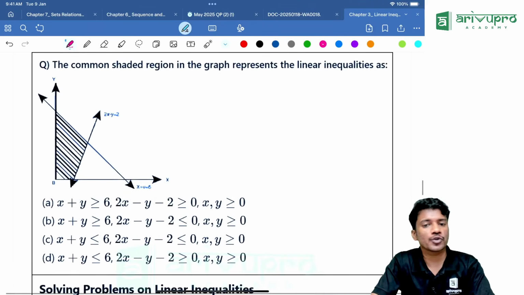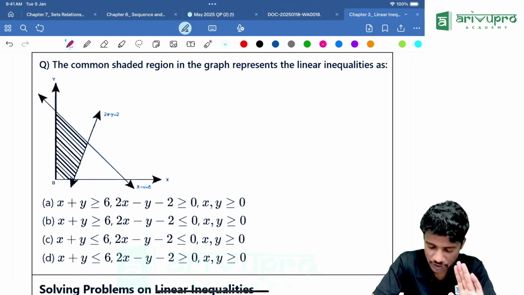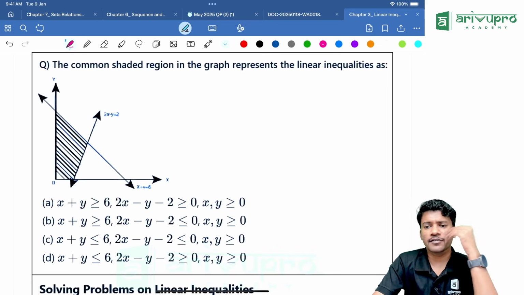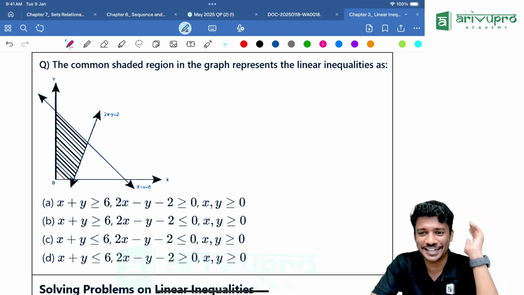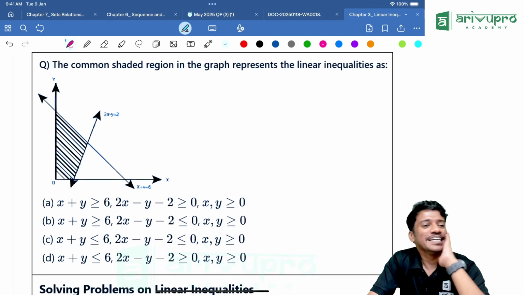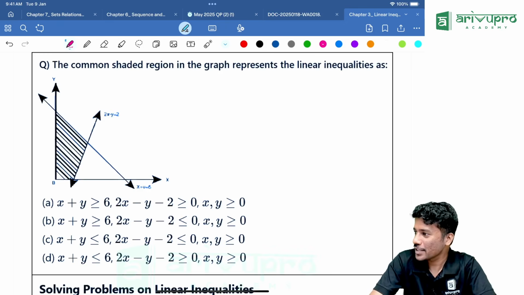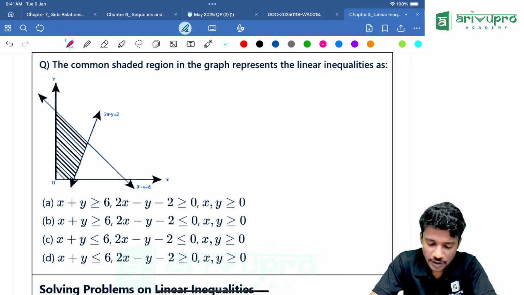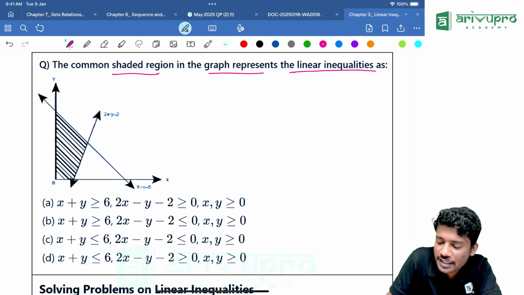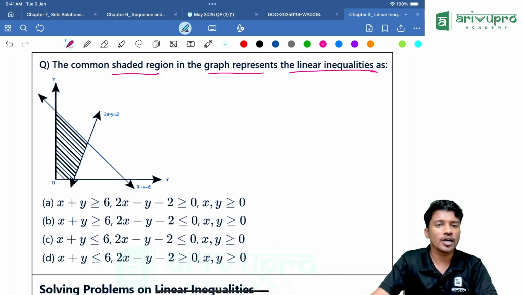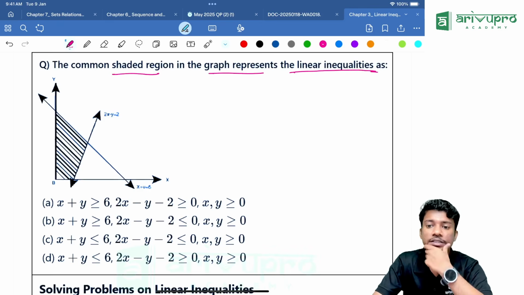Last and final question from this type of questions. Yes. And we will solve the May and Jan attempt question paper also. Only 3 questions are there. Yes, it will be done in 10 seconds. Yeah. Everyone try. The common shaded region in the graph represents the linear inequalities. Okay. Inequalities. Get me the answer. Try.